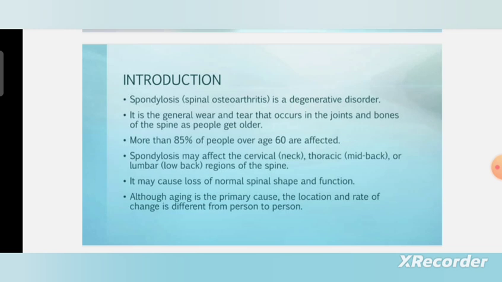Spondylosis may affect the cervical, thoracic, or lumbar region of the spine. It may cause loss of normal spine shape and function. Although aging is the primary cause, the location and the rate of change is different from person to person.